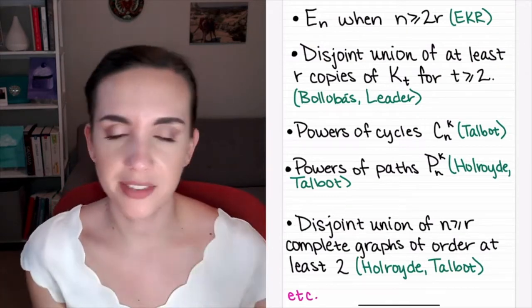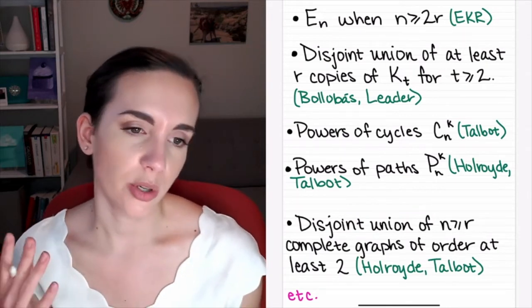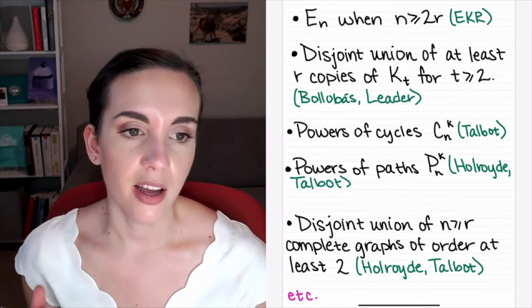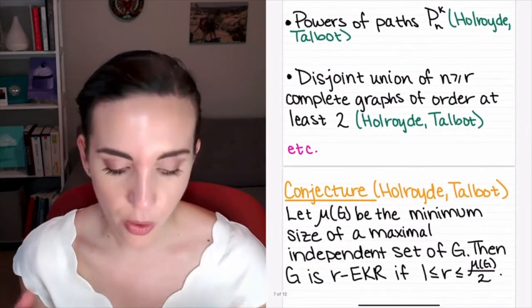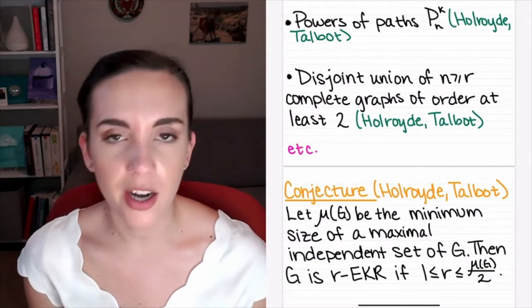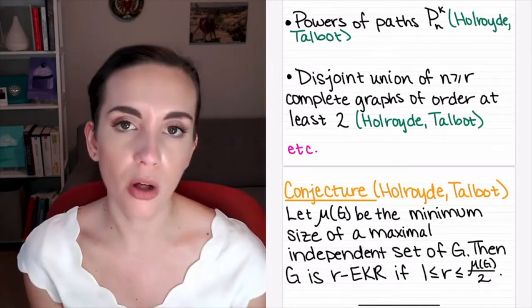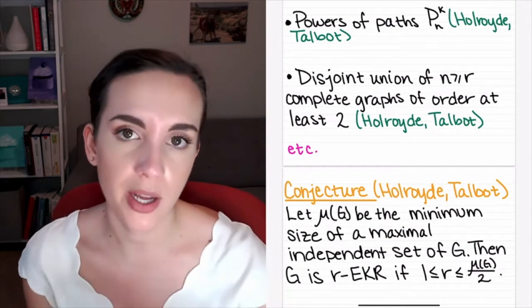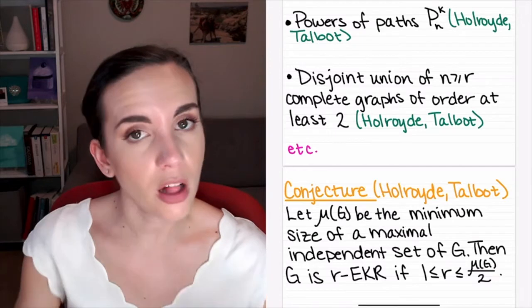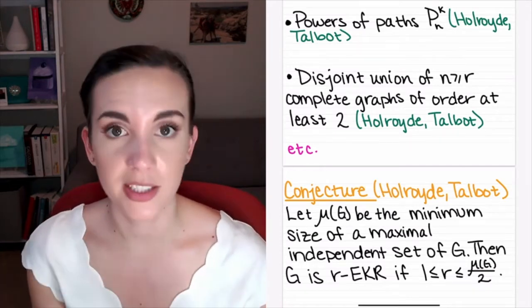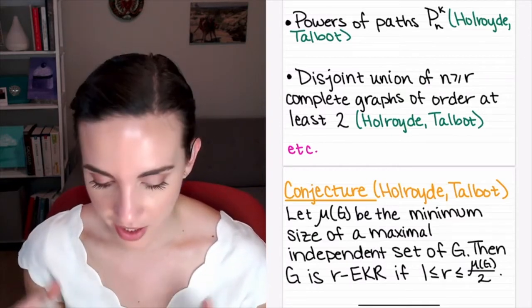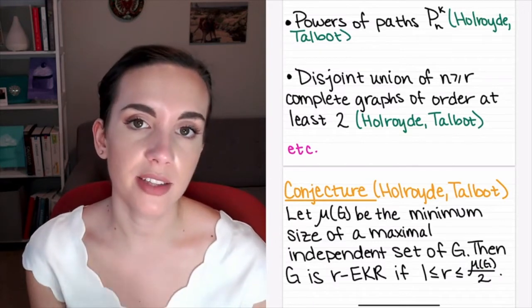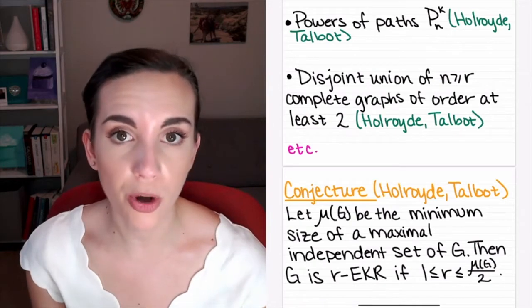But in thinking about all these different graphs that are R-EKR, we're trying to think about how we can characterize these graphs. Holroyd and Talbot, who have obviously done a lot in this area, have a conjecture that has yet to be proven or disproven. The conjecture states that if we consider the minimum size of a maximal independent set of a graph, we're going to call that mu. So we have an independent set such that there is no other vertex I could add to it and create a larger independent set. That's what we mean by maximal. Of all of these maximal independent sets, pick the one that has the smallest size, and that size is mu of G. And the conjecture states that any graph is R-EKR as long as R, the size of the independent sets in this intersecting family, is no more than half of mu.